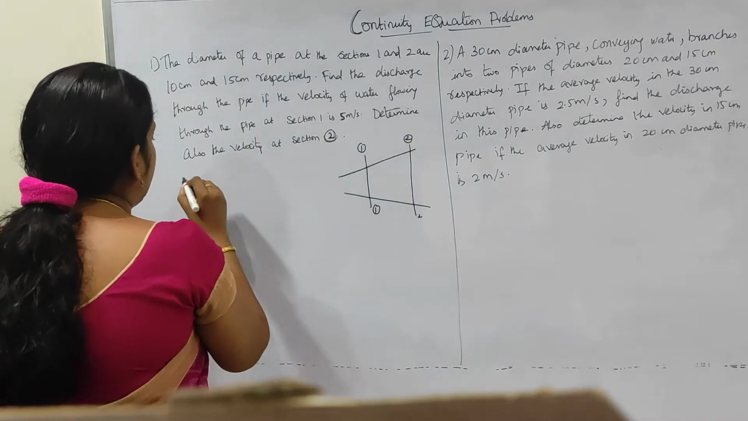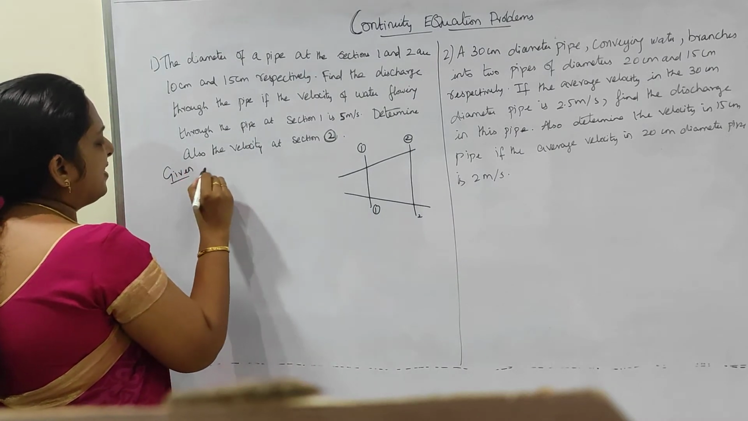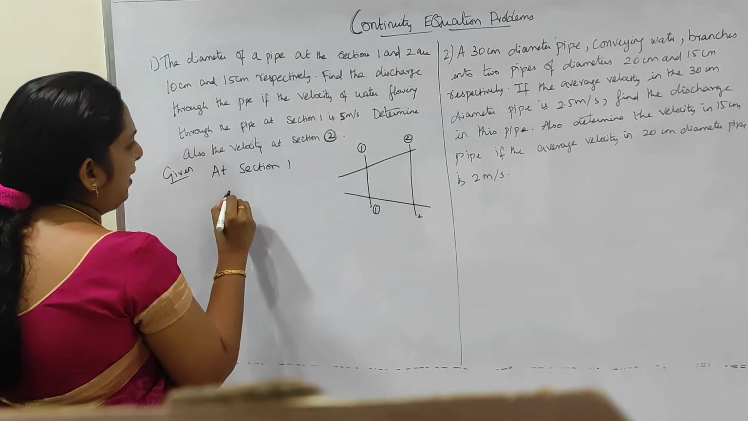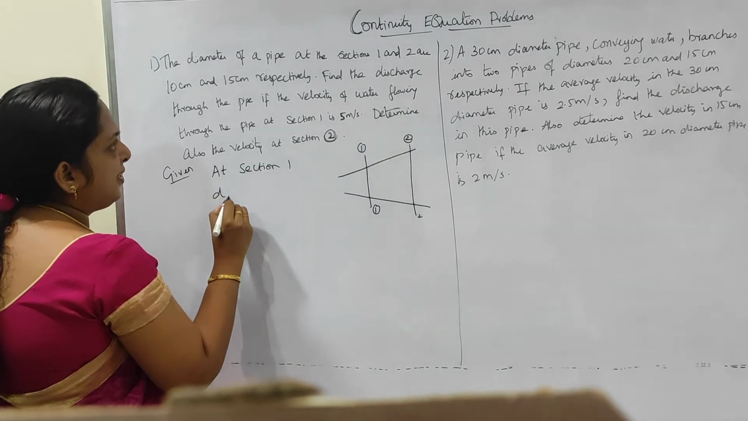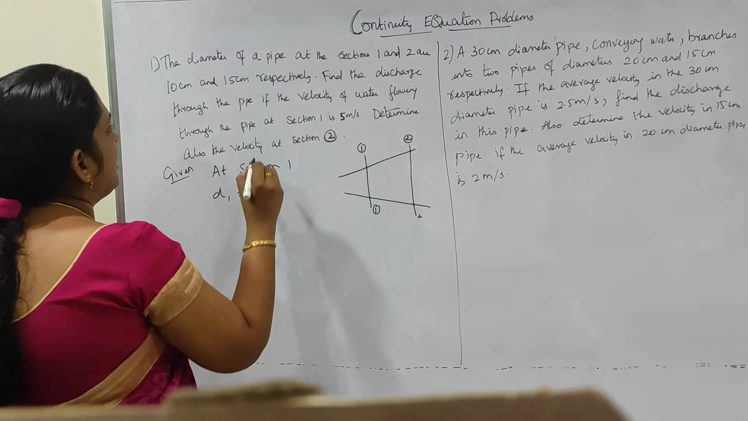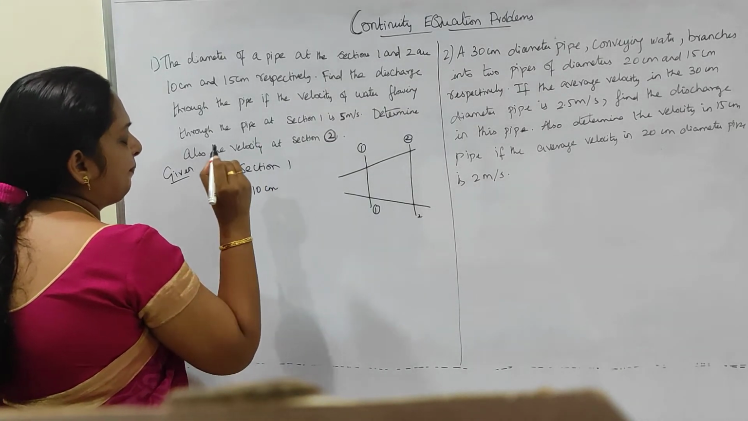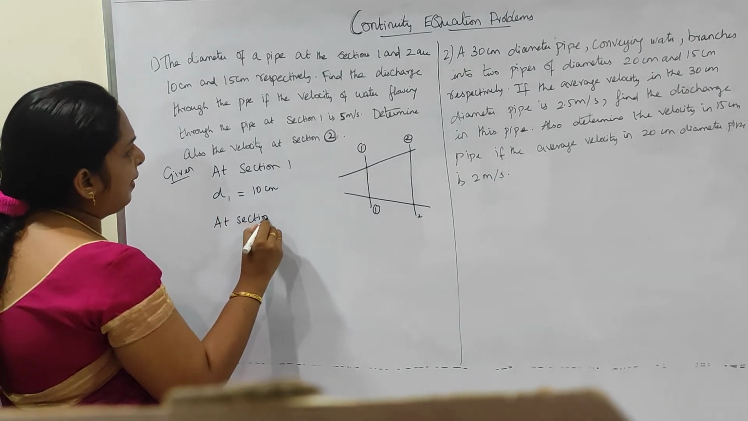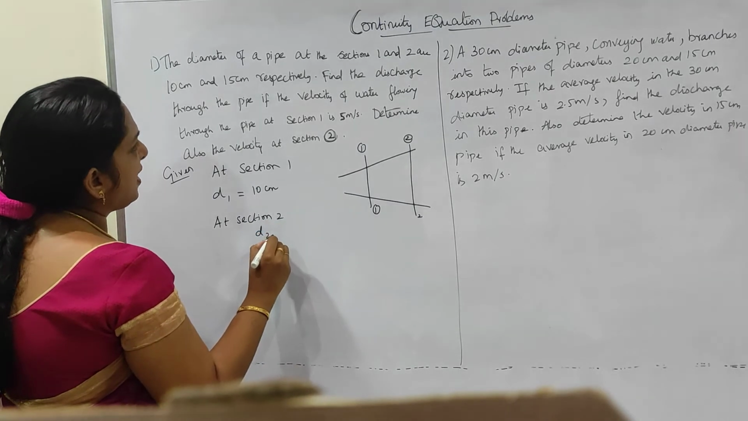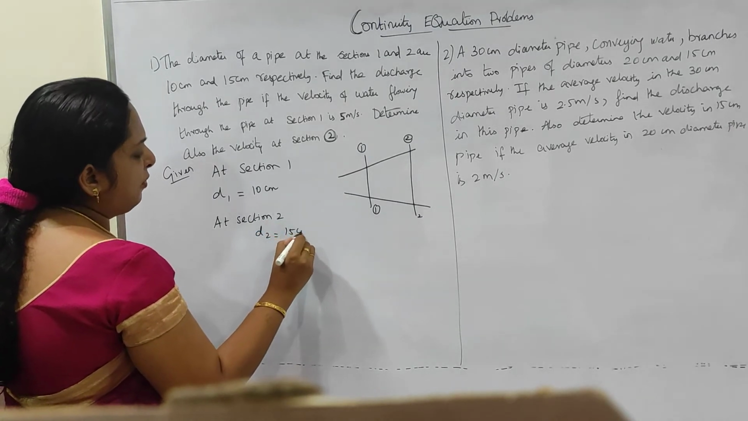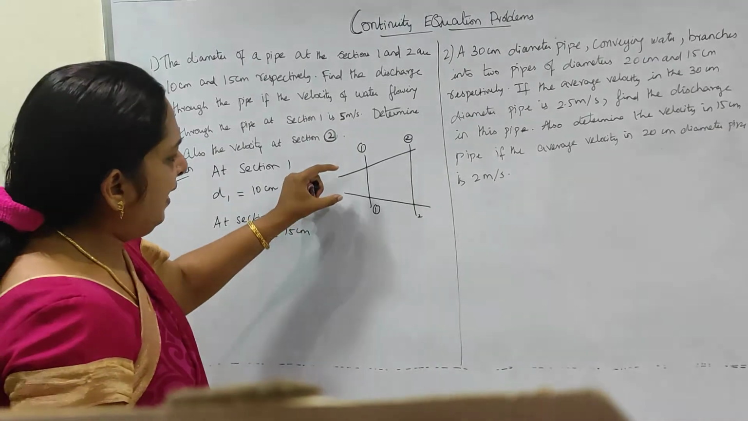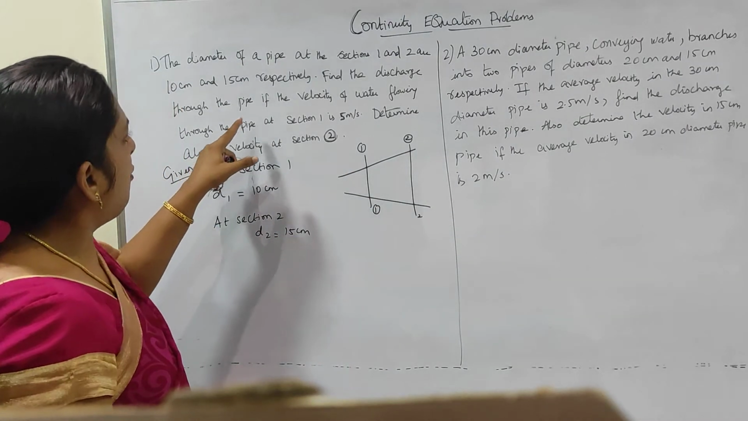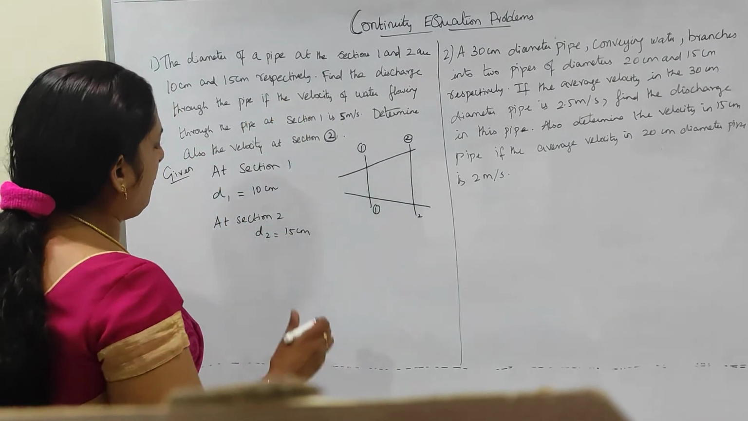So what is given here? Let the diameter at section 1 be D1. So that D1 is given here, it is 10 centimeter. And at section 2, they have given you the diameter D2, which is equal to 15 centimeter. When you draw the diagram, you will be able to understand this is 10 centimeter and this is 15 centimeter. Now what we are going to do is find the discharge through the pipe.